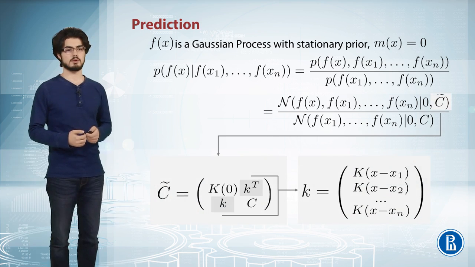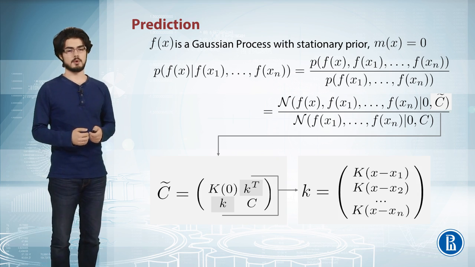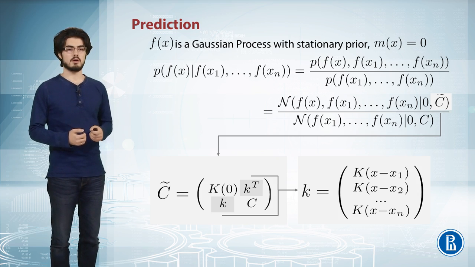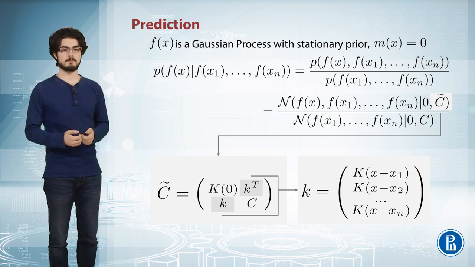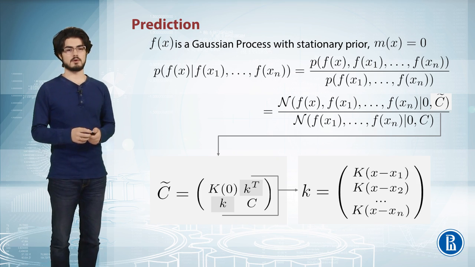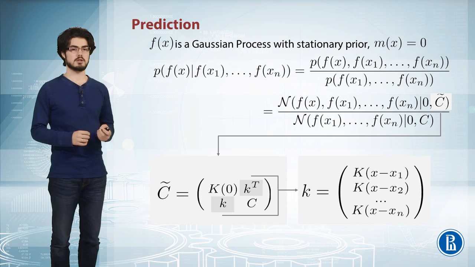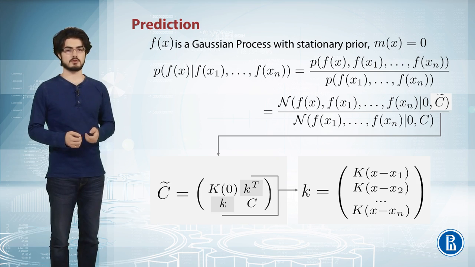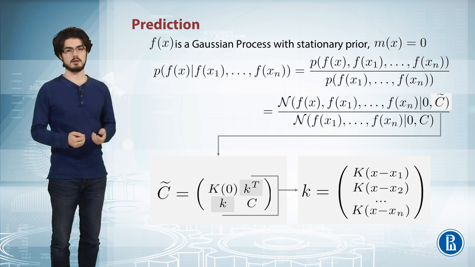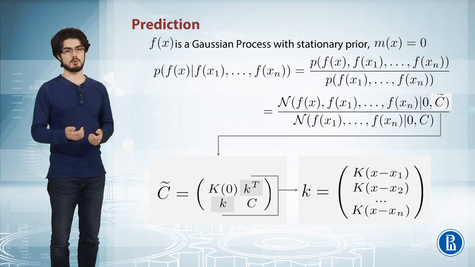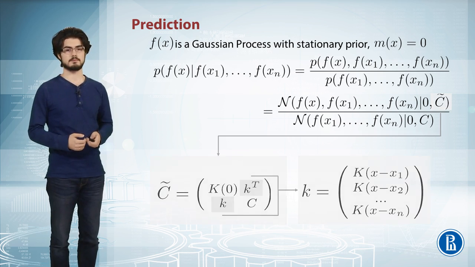The C tilde would look like this. It would be a matrix which has 4 blocks. The first block is k of 0, that is the covariance between f of x with itself. We'll have on the right lower part the covariance matrix C, corresponding to the covariance of the data points, and we'll also have the covariance between the new data point and the data points that we had before. So this would be the vector k. Its elements would be k of x, the new point, minus the old point x1. In the second position we'll have k of x minus x2, and so on.